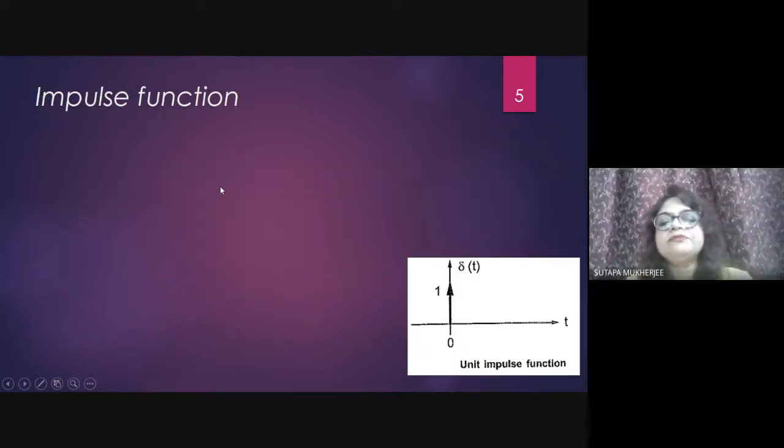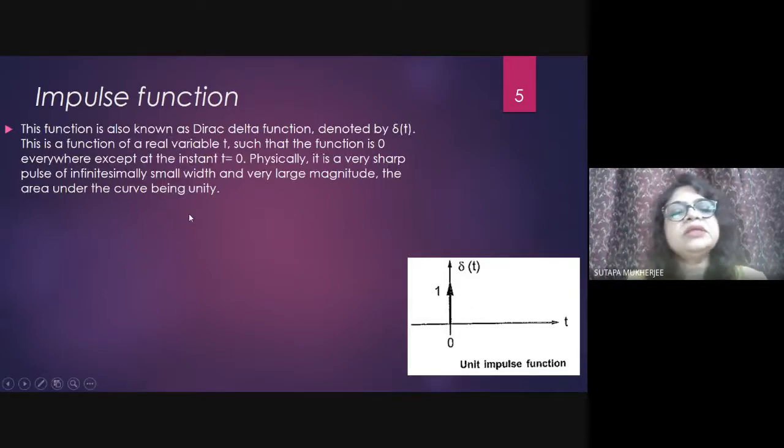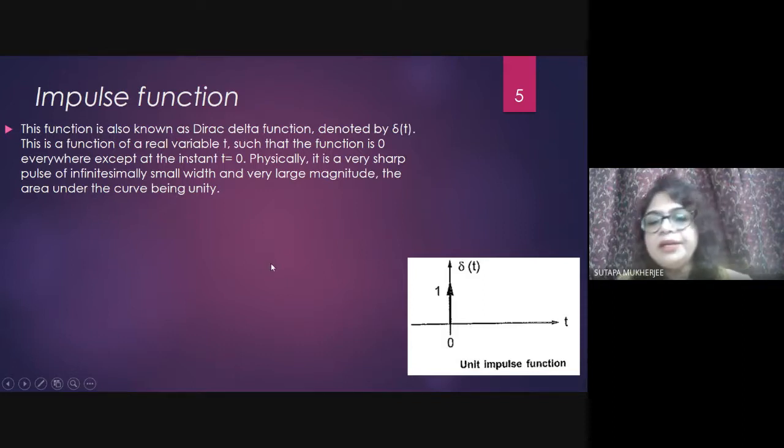Now come to the impulse function. Have you heard the name impulse function? From the graph of the unit impulse function, it is very obvious that at the point t equal to 0, the value will be infinite. For t not equal to 0, the value will be 0. This is the nature of the impulse function. It is known as the Dirac delta function. Just mind it, it is a very important function. It is also known as the impulse or Dirac delta function, and from the name Dirac delta, it is denoted by delta(t).